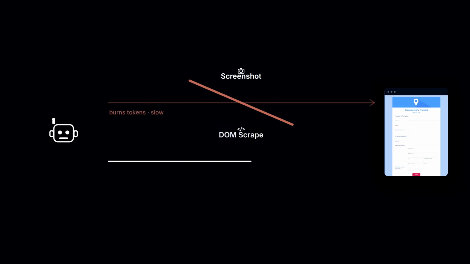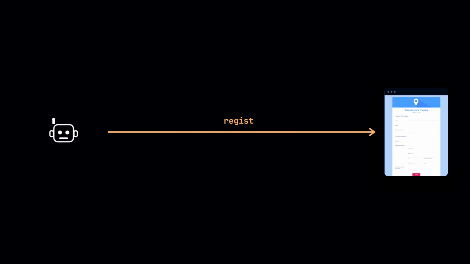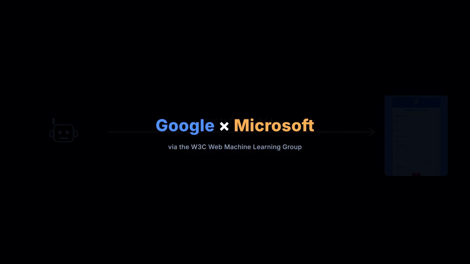Quick context first. Right now, when an AI agent operates a website, it is usually doing one of two things. It's taking a screenshot and reading pixels, which burns tokens and is slow. Or it is scraping the raw HTML, which breaks the moment a site changes its markup. WebMCP fixes that by flipping who does the work. Instead of the agent guessing what the add to cart button does, the website just tells it. Literally, the site registers a function, gives it a name and a description and a schema, and the agent calls that function directly. It's a joint spec from Google and Microsoft going through the W3C's Web Machine Learning Group.